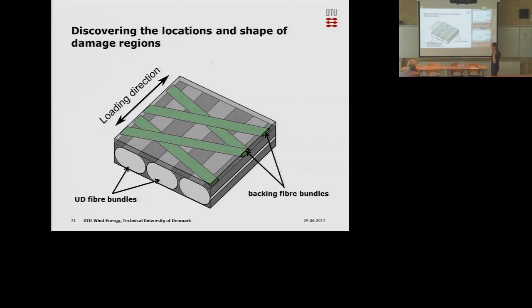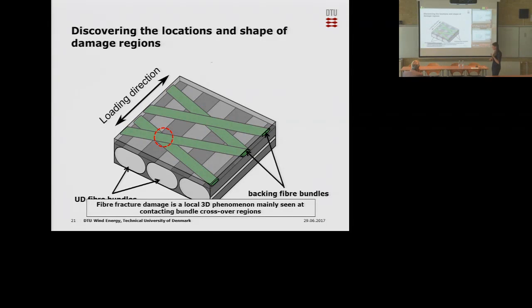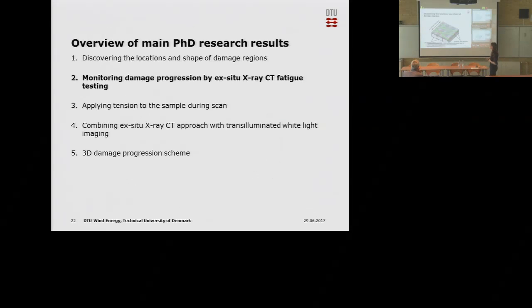My main conclusion here was that the regions where the backing fiber bundles were intersecting with each other, so a crossover region of the backing fiber bundles, and where they were also touching the unidirectional fiber bundle below, would be the most critical region for damage to occur. This was where I saw the damage in these experiments. It also means that a region like this one, which is on top of the matrix, would not be critical. So fiber fracture damage is really a 3D mechanism, seen mainly at these crossover regions of the backing with the unidirectional bundles. That was what was concluded here.